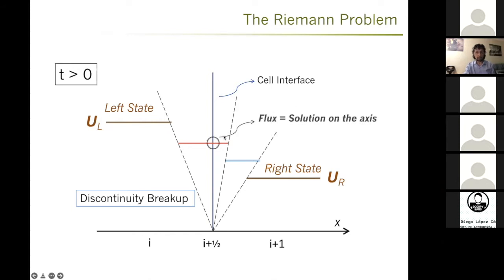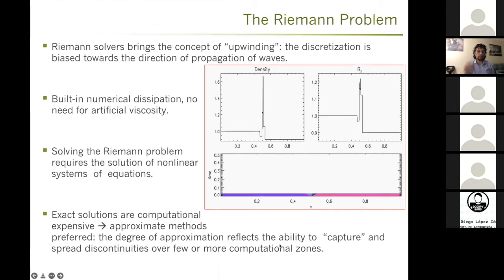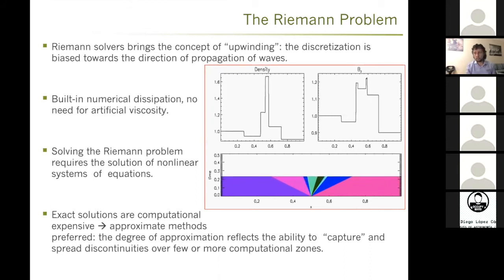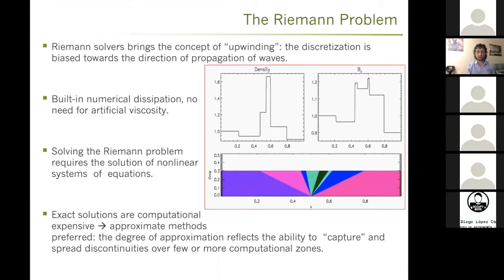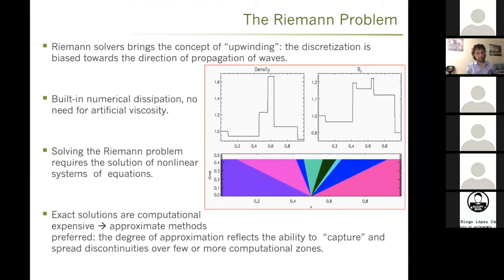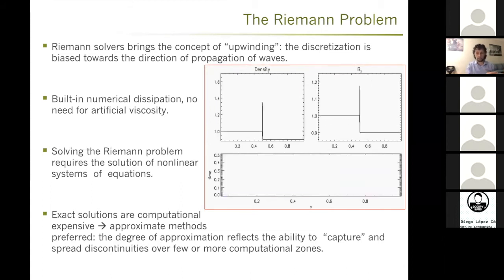Okay, now the Riemann problem that we need to solve will require the evaluation of the flux on the axis at the interface, okay, which is labeled by i plus 1/2, because it separates cell i on the left from cell i plus 1 on the right. Now, the concept of solving the Riemann problem brings the concept of upwinding. That is, once you discretize the system, you must choose a direction which takes into account the direction from which waves are propagating. So if waves are propagating to the left, then I can use a backward discretization.